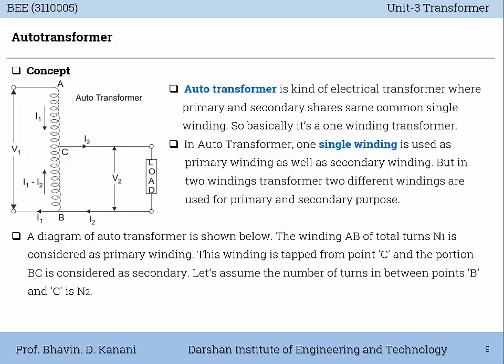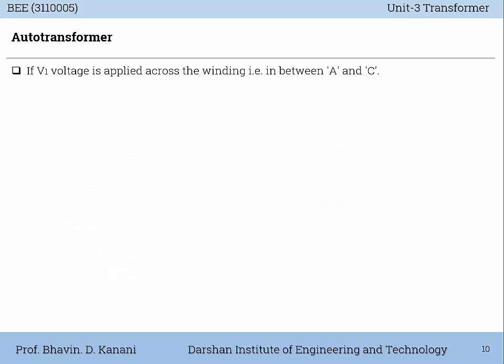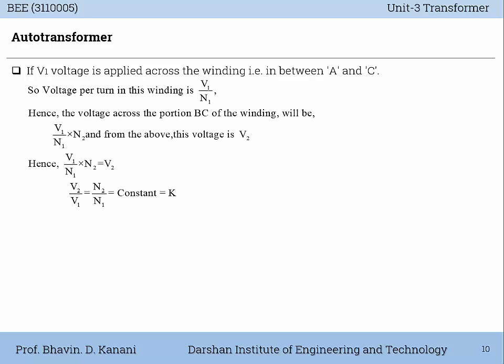The winding AB of total turns N1 is considered as primary winding. This winding is tapped from point C and the portion BC is considered as secondary. Let us assume the number of turns in between points B and C is N2. If V1 voltage is applied across the winding, that means in between A and C, so voltage per turn in this winding is V1 divided by N1. Hence, the voltage across the portion BC of the winding will be V1 divided by N1 multiplied by N2, and from the above, this voltage is V2. Hence, V1 by N1 multiplied by N2 is equal to V2.